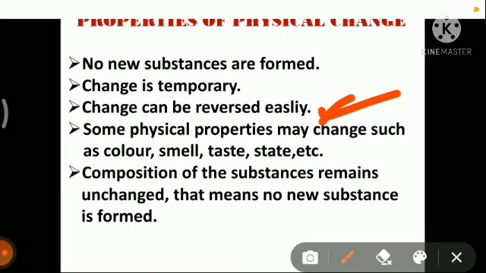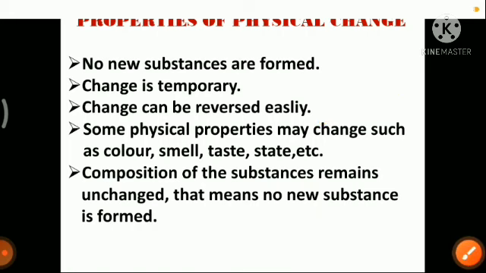Okay, and now we have already seen, in the last two examples, that the composition of the substances remains unchanged. In the melting of ice, ice is water, and the composition of water is H2O, and the liquid water also has water molecules in it, whose composition is H2O. That is, the composition of the substance remains completely unchanged during any physical change. So these are the properties.